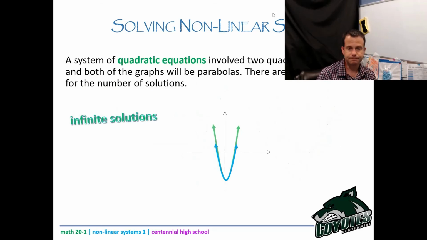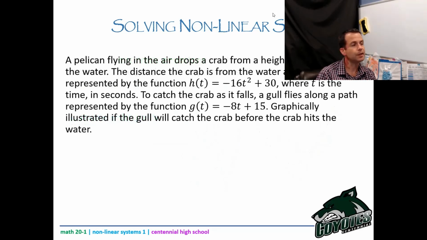Okay. All right, awesome. Let's end our time together with a word problem, because I couldn't think of a better way to end our time together. I know how much everybody out there loves word problems. Okay, a pelican flying in the air drops a crab from a height of 30 feet above the water. The distance the crab is from the water as it falls can be represented by the function h of t equals -16t squared plus 30, where t is the time in seconds.